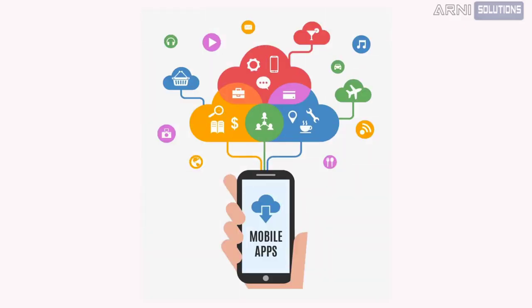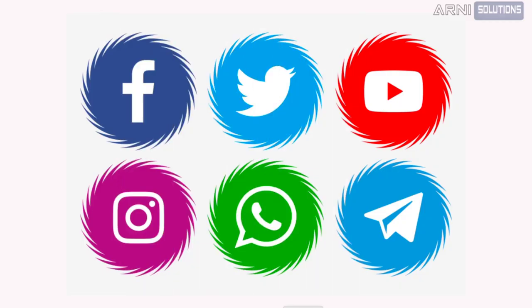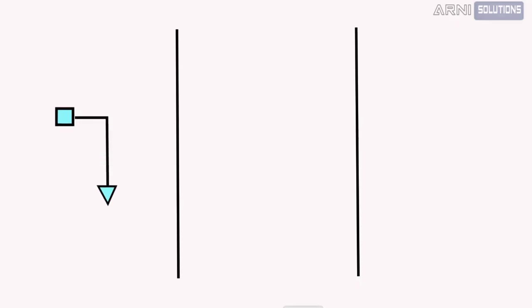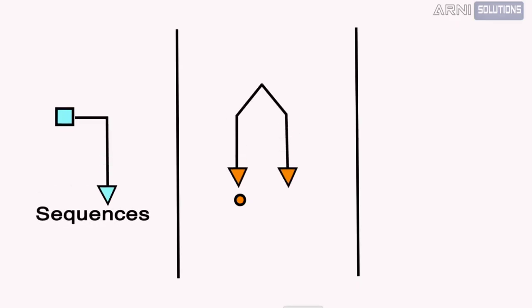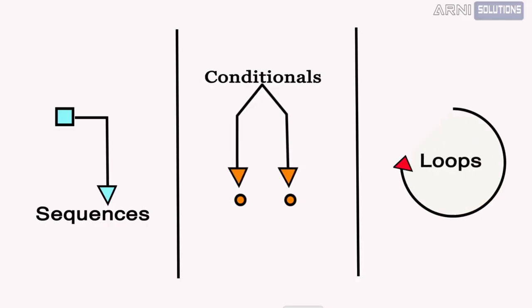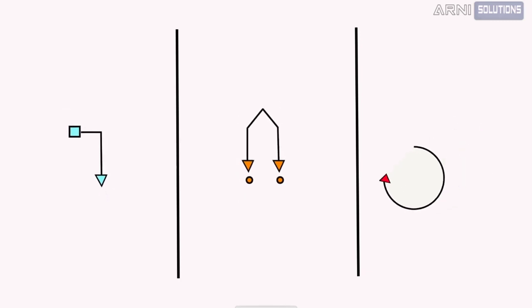We all use one app or another these days, and we all know that there is a lot of code being run behind them. This will surprise you, but all the code that is being run behind these apps can often be broken down into three simple forms called sequences, conditionals, and loops.